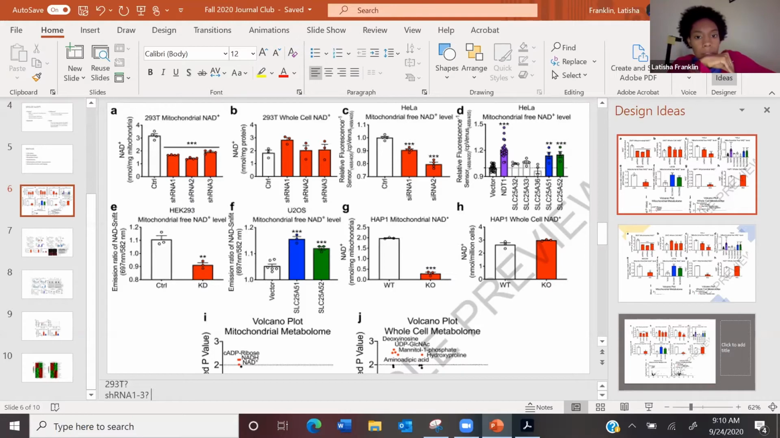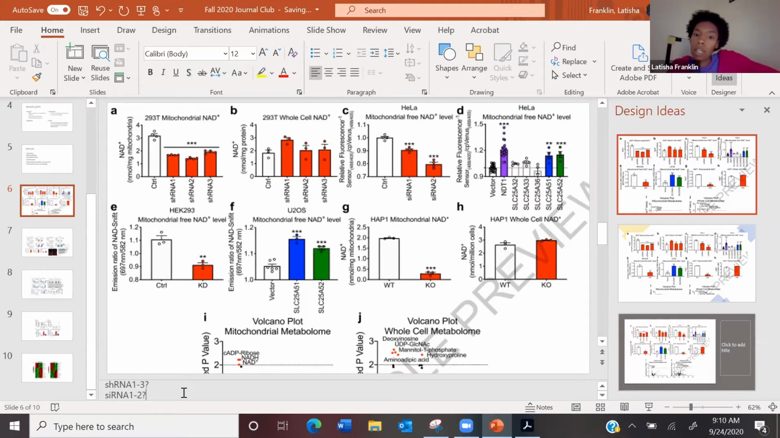And so here they're now looking at the siRNA. We would need to know the difference between the siRNA and the shRNA, which I think is short hairpin versus silencing RNA. I can't remember, so I'm going to have to refresh myself on what those stand for.